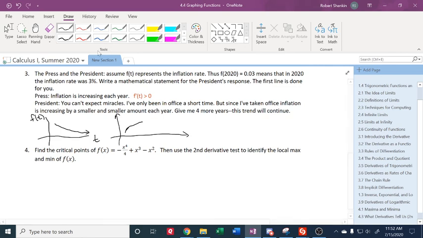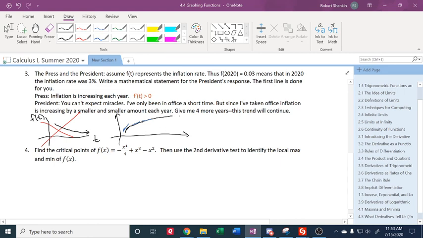So if we had tangent lines, the tangent lines are getting more and more horizontal as we move to the right here. And so he's saying that they increase by smaller and smaller amounts, so it's not this picture, it's this picture. And still increasing, but by smaller and smaller amounts.